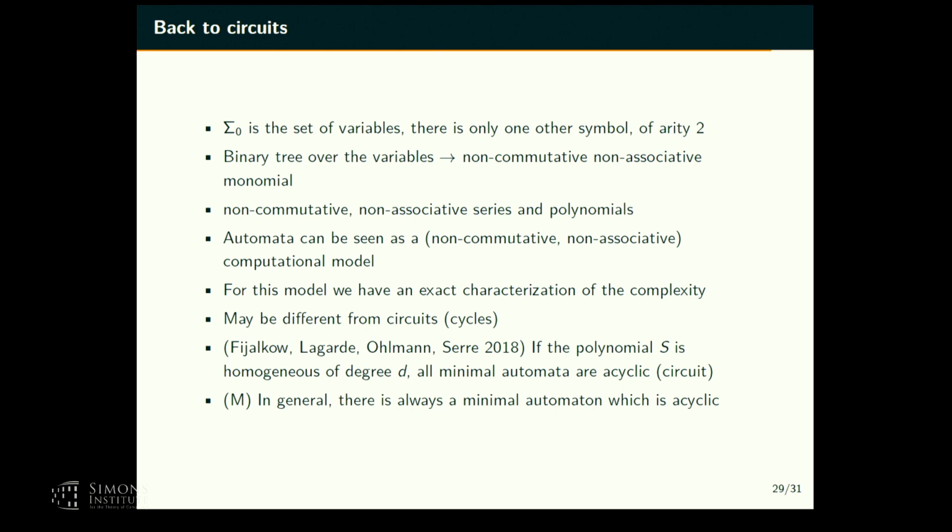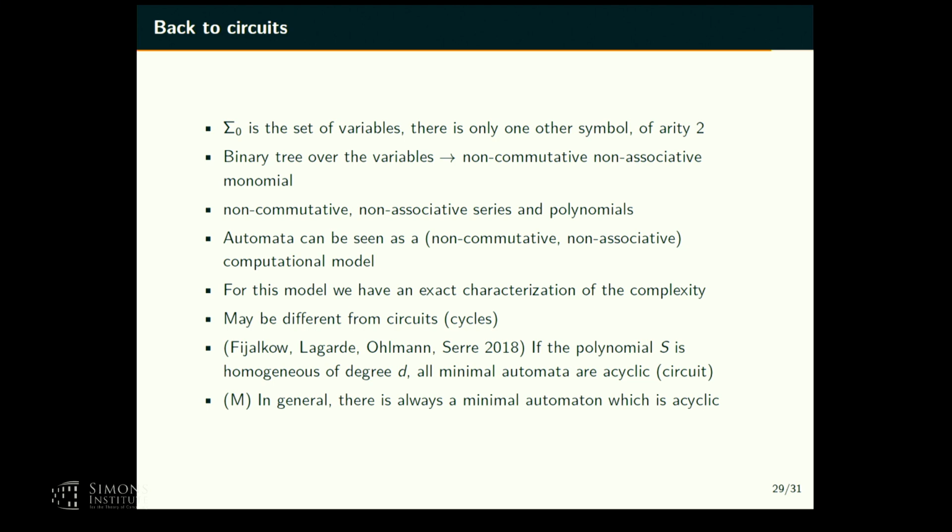But let's just look at the case where you only have variables, sigma 0, and then you have just one symbol of arity 2. So you are really looking at binary trees over your variables. So you are looking at monomials that are non-commutative and non-associative. Okay? And so your formal series are non-commutative non-associative series, and if the support is finite, you are looking at polynomials, but now in the case where they are non-associative, non-commutative. And then you get everything else. So what they notice is that basically in that case, the automaton can be seen as circuits if they are acyclic, and you get the same kind of characterization.